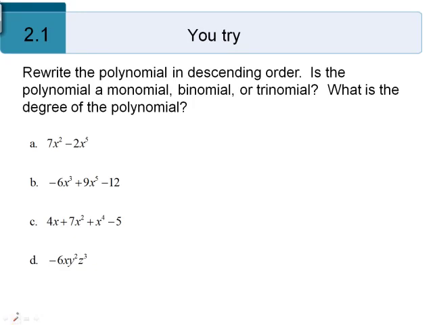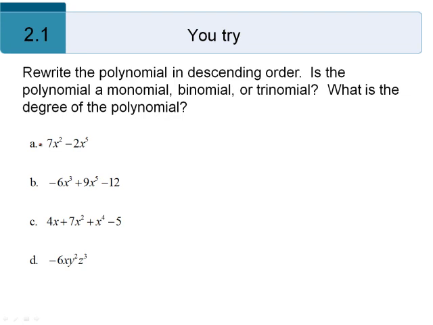Hello everyone, this is Math 0028, Section 2.1, and these are the U-try problems. So here we go. On letter A on this slide, they want us to rewrite the polynomial in descending order, tell if it's a polynomial, well, basically is it a monomial, binomial, or trinomial, and also tell the degree.